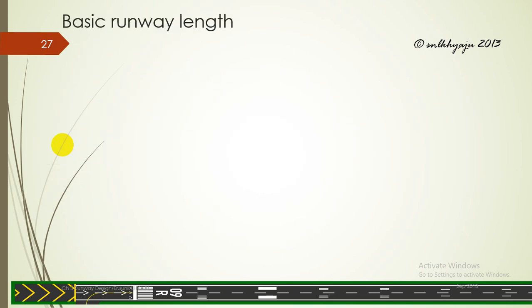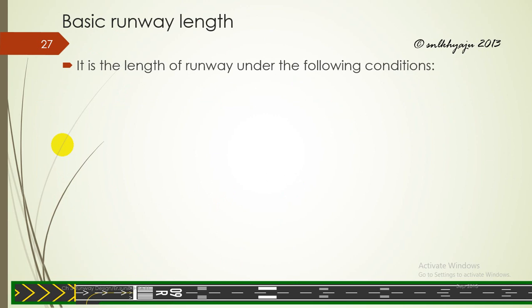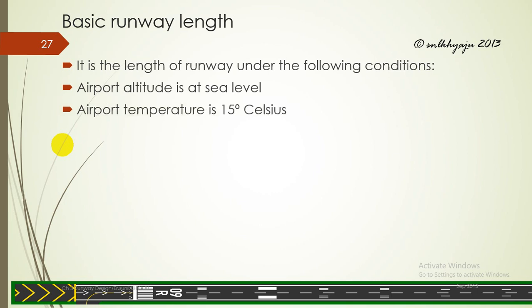Basic runway length. It is the length of the runway under the following standard conditions. The first standard condition is that the airport altitude is at sea level. That is, the standard condition for the basic runway length determination is sea level, that is, elevation is 0 meter. Airport temperature is 15 degrees Celsius. If the airport is at sea level, the standard temperature will be 15 degrees Celsius.